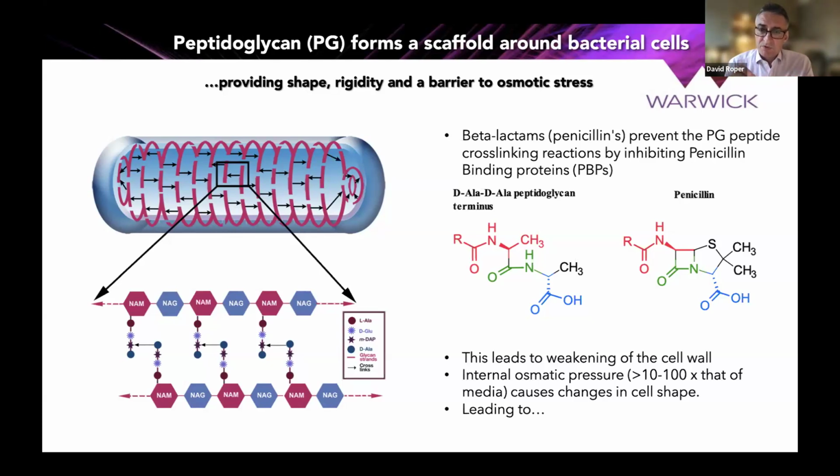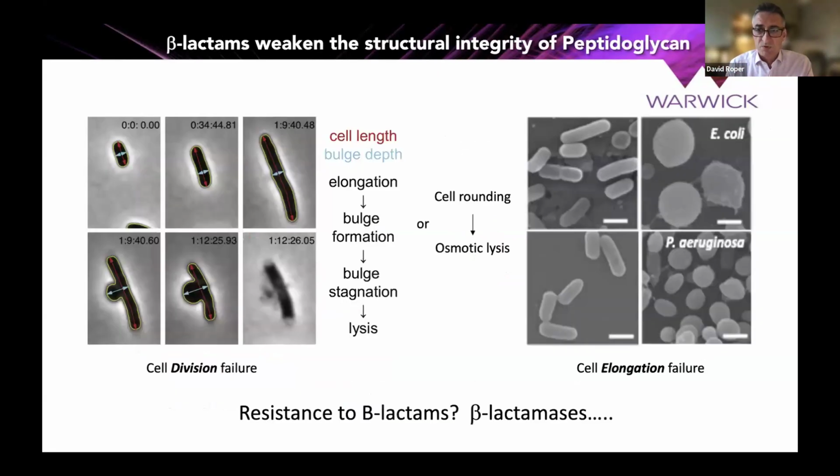And this involves the very terminal D-alanines in this pentapeptide stem, and penicillins, beta-lactam compounds, essentially are mimetics for that D-alanine terminus. Inhibiting the cross-linking process through the action of beta-lactams weakens the cell wall, leading to osmotic lysis, and so on, and cell death. And what does that look like?